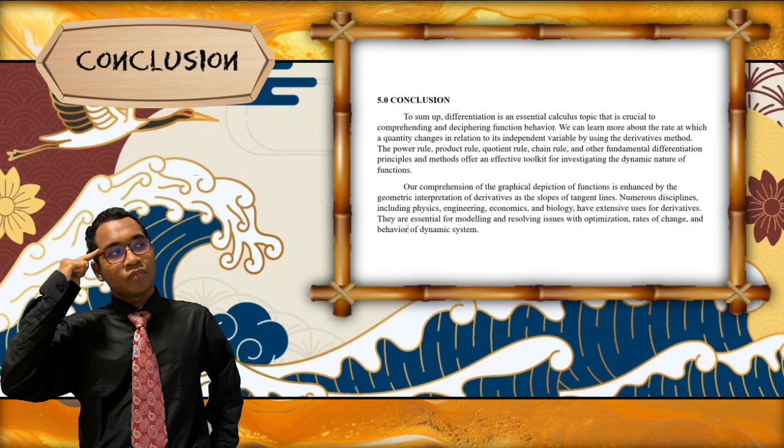Conclusion. To sum up, differentiation is an essential calculus topic that is crucial to comprehending and deciphering function behavior. We can learn more about the rate at which a quantity changes in relation to its independent variable by using the derivative method. The power rule, product rule, quotient rule, chain rule, and other fundamental differentiation principles and methods offer an effective toolkit for investigating the dynamic nature of functions.